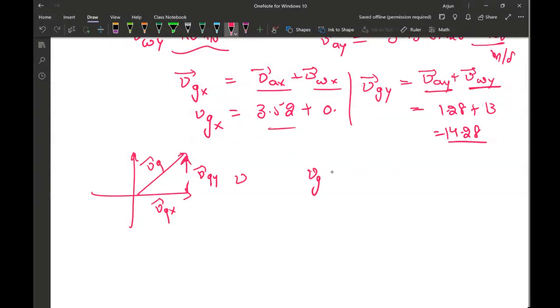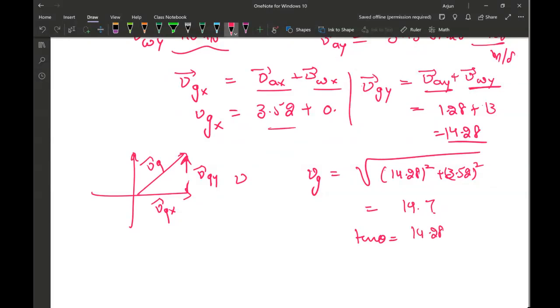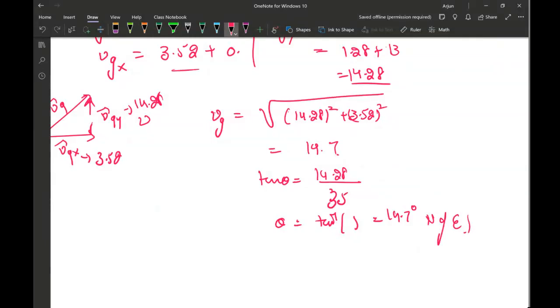So we will apply the Pythagorean theorem. Vg will be equal to the square root of 14.28 squared plus 3.52 squared. That's going to give you a final answer of 14.7. And tangent theta is equal to 14.28 divided by 3.52, because this value is 3.52 and this is 14.28. So theta will come out to be tan inverse of this value, which is 14.7 degrees north of east.